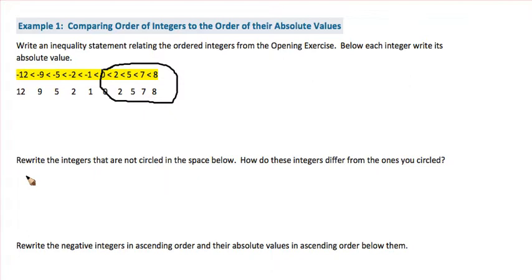Now, in the second step, we're going to rewrite the integers that are not circled in this space, the integer part, not the absolute values, and then say how they are different from the ones circled. -12, -9, -5, -2, and -1. And they are different from the ones that are circled in the fact that they have negative signs in front of them. They are negative.